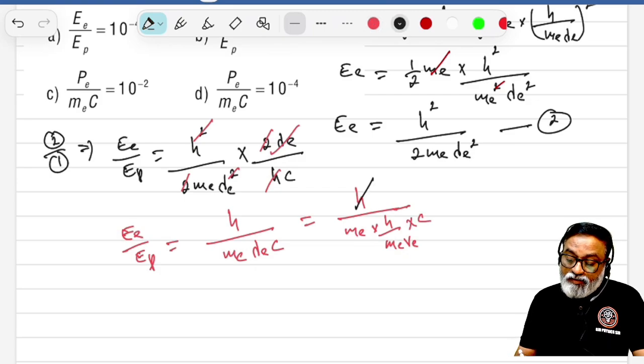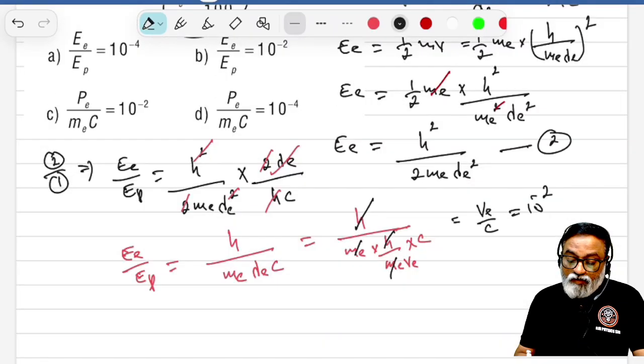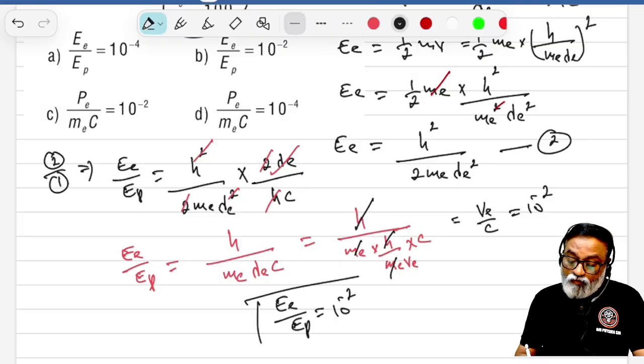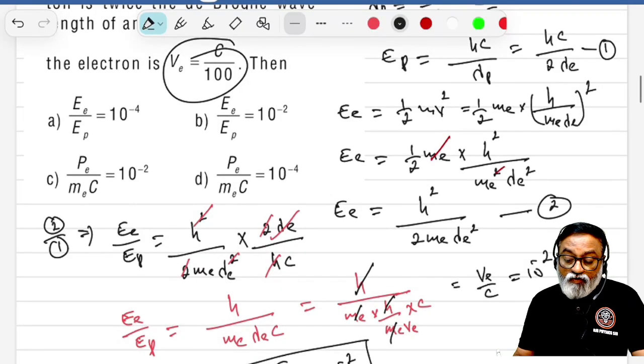Now h cancels, m_e cancels, this becomes v_e by c, but v_e by c from this equation is 10 to the power of minus 2. Therefore energy of electron by energy of photon is equal to 10 to the power of minus 2. Therefore option B is correct.